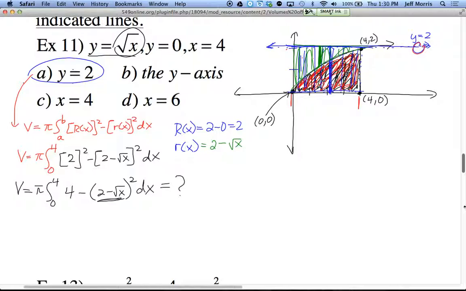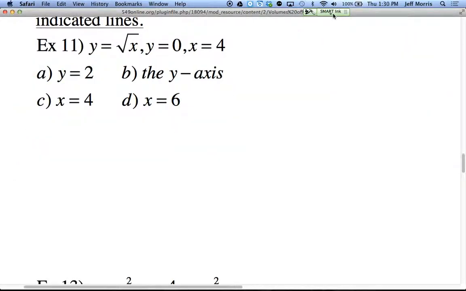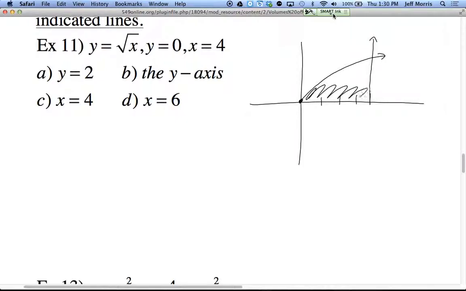Okay, that's part A. Part B, same thing. Clear this. Part B, now we're going to take the graph, same graph, square root of x. Okay, square root of x, and we've got x equal 0 and x equals 4. 1, 2, 3, 4. So same graph again. So we're going to take this shaded region once again, but now we're going to rotate it around the y-axis. So we're going around this.